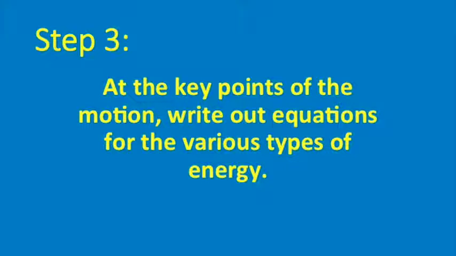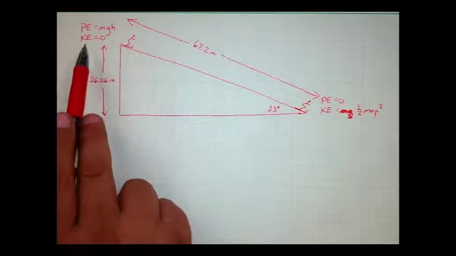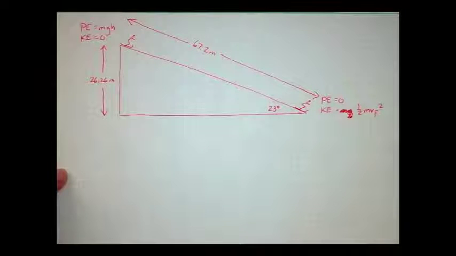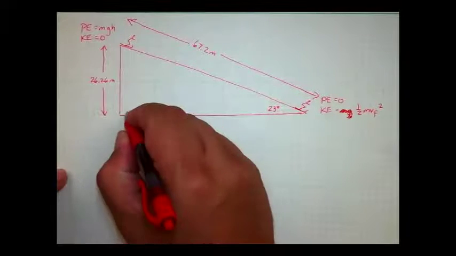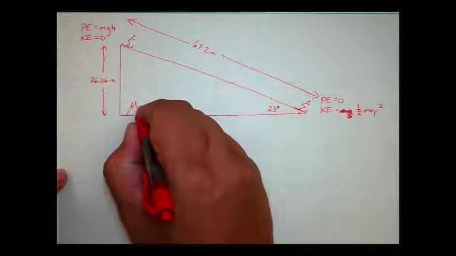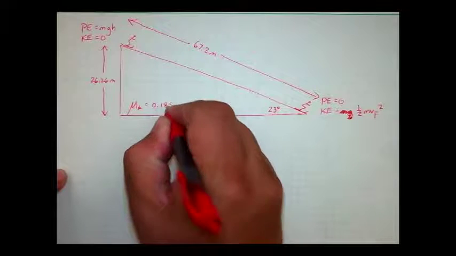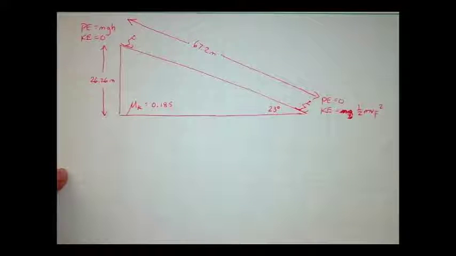Step 3 is to note what the potential and kinetic energies are at the key points in the motion. So we note at the bottom and the top, nothing has changed in this case. What is different now is that we have a coefficient of kinetic friction of 0.185 for the slope. And that is going to complicate our next step.